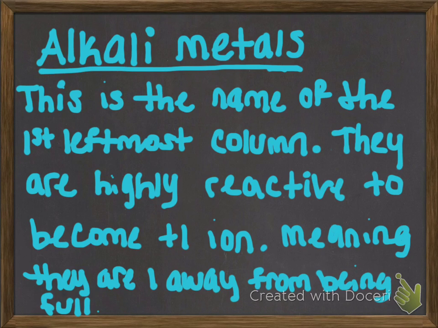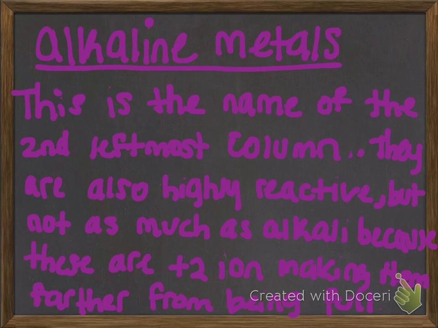Alkali metals. This is the name of the first leftmost column with the +1 charge. They are highly reactive to become +1 ion, meaning they are 1 away from being full, so they are highly reactive. Alkaline metals. These sound the same, but they are a little bit different. This is the name of the second leftmost column. They are also highly reactive, but not as much as alkali metals because these are +2 ion, making them farther away from being full. Not much, but still further.